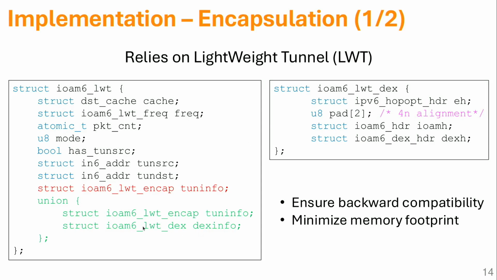And if you look, we have the new structure, ioam6_lwt_dex, which is on the right-hand side. This structure is the packet structure that we saw earlier: the hop-by-hop option, some padding to have the proper alignment, the generic IOAM header for every option type, and finally, the header dedicated to direct exporting.